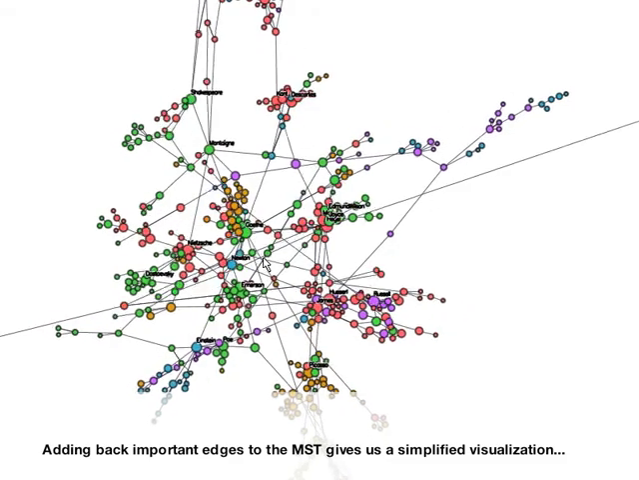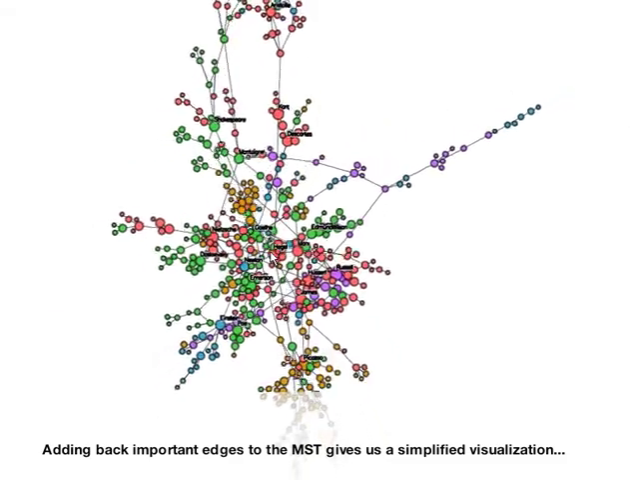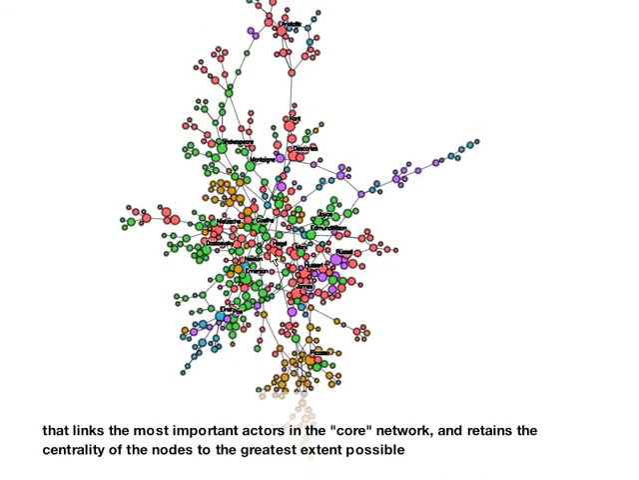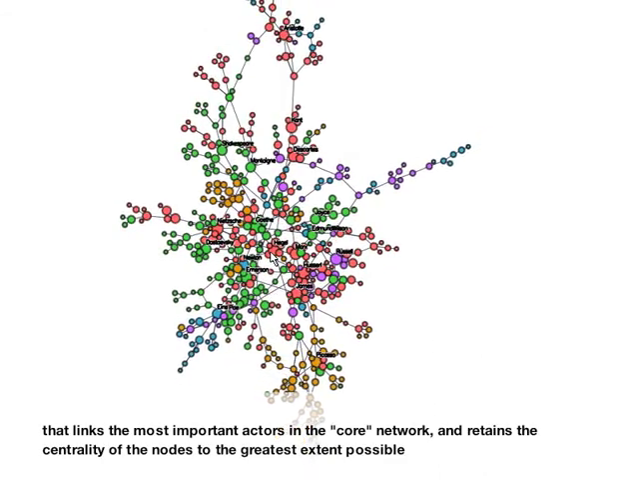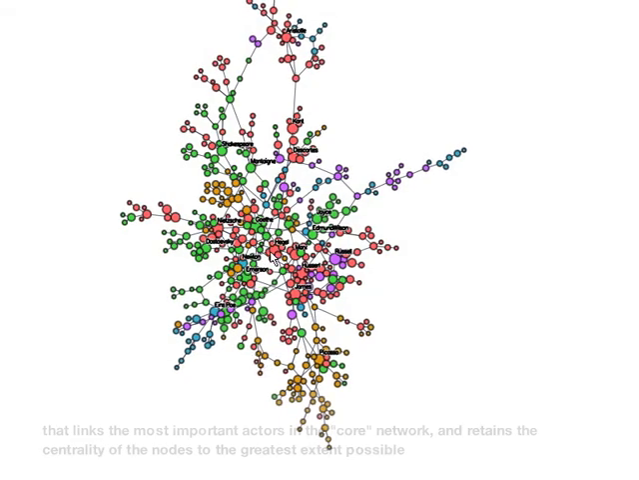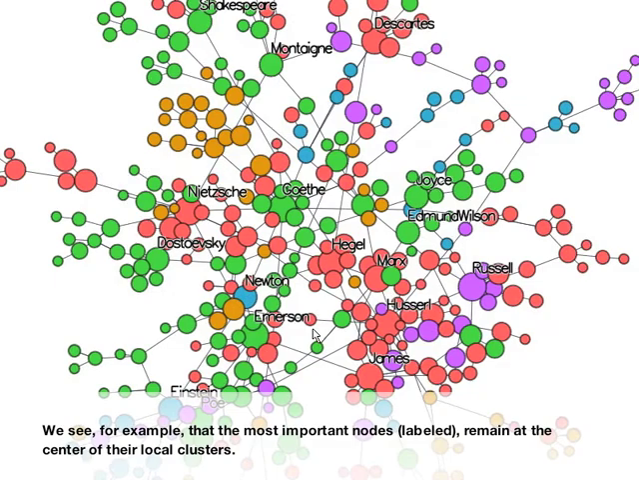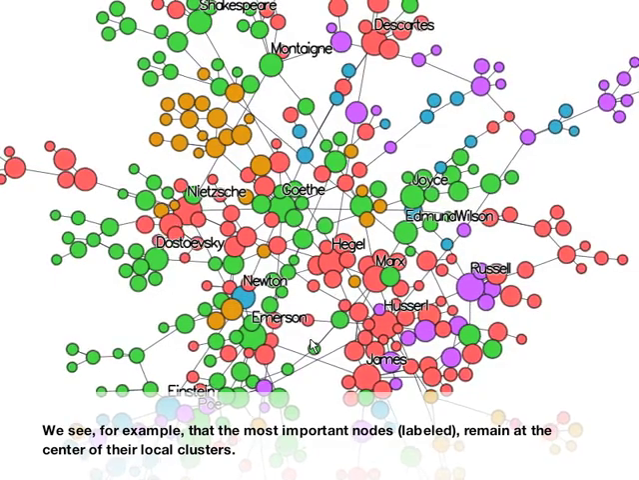Adding back important edges to the tree gives us a simplified network that links the most important actors in the core network and retains the centrality of the important nodes. We see, for example, that the most important nodes remain at the center of their local clusters.